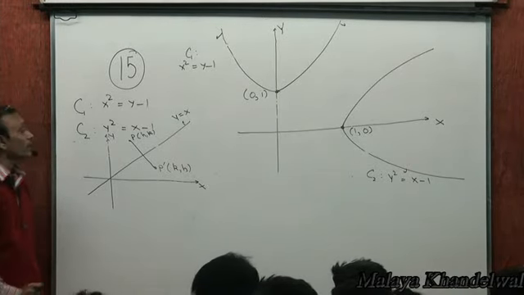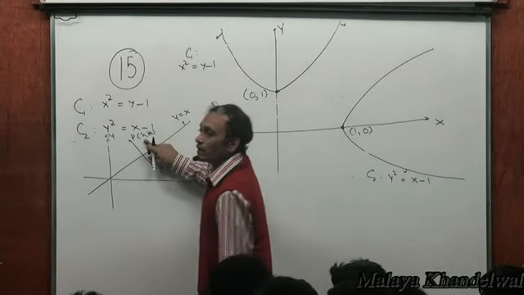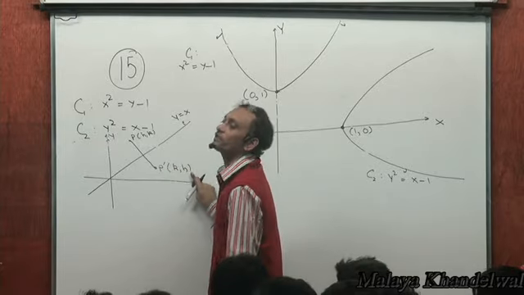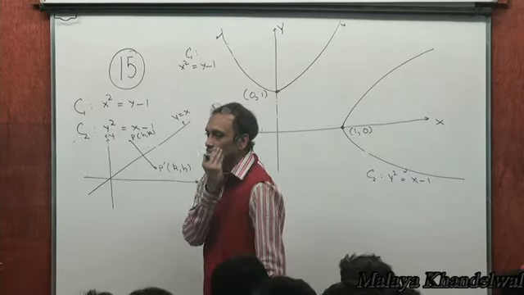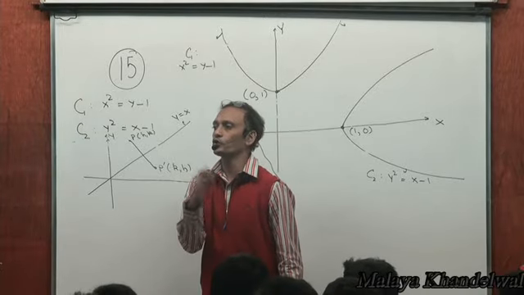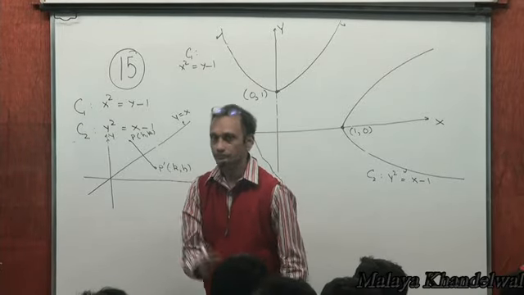I said if there is a point, say (2, 3), its reflection about y equal to x would be (3, 2). That's a standard result in straight lines. The x and y coordinates get swapped.